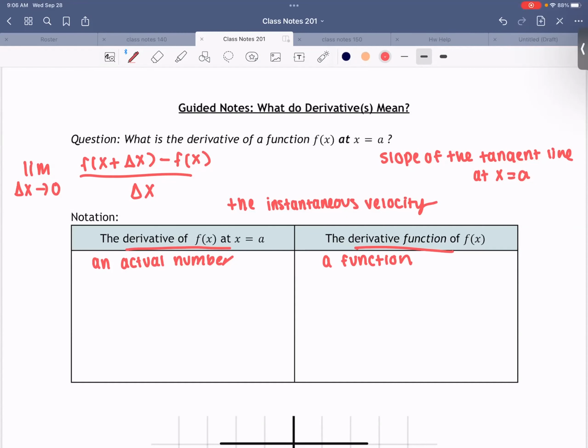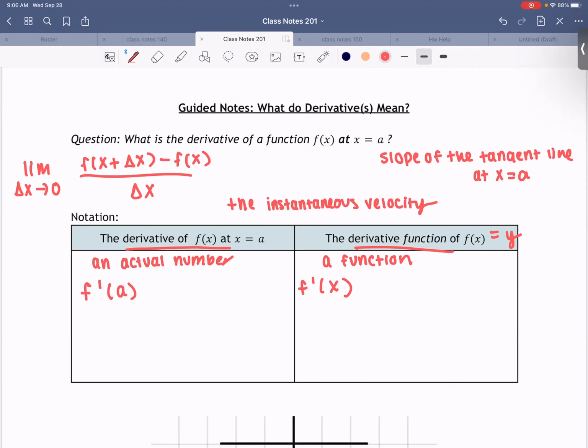Okay. Some notation that we like to use, let's just say our function is f of x. The derivative of our function at a would be f prime of a. That's what we would use to say the derivative of f at a. And the derivative function is f prime of x. Another way, instead of writing f, maybe we can use y. Y is usually used in place of f.